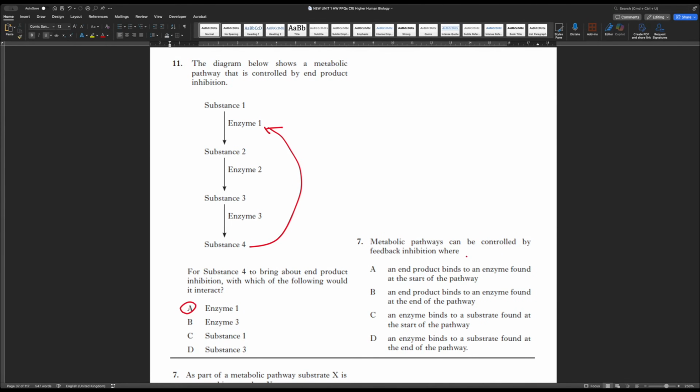Metabolic pathways can be controlled by feedback inhibition, where an end product binds to an enzyme found at the start of the pathway. That sounds good. End product binds to an enzyme at the end of the pathway.